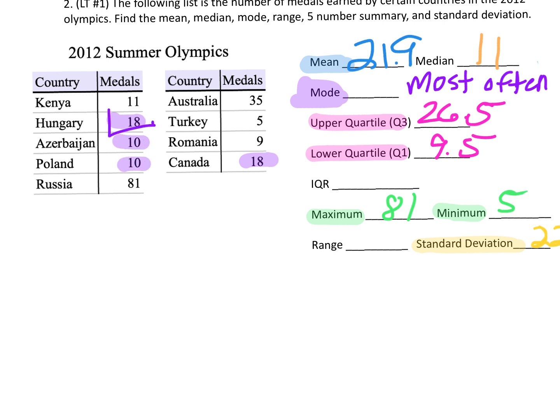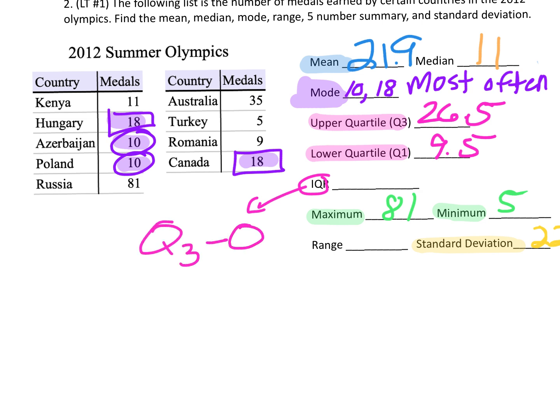We have 18 that occurs more than the others, and we have 10 that occurs more than the others. So you have two modes, 10 and 18. Also recall that the IQR is your Q3 minus your Q1. So that means we need to take 26.5 and subtract 9.5. And that is going to get us 17.